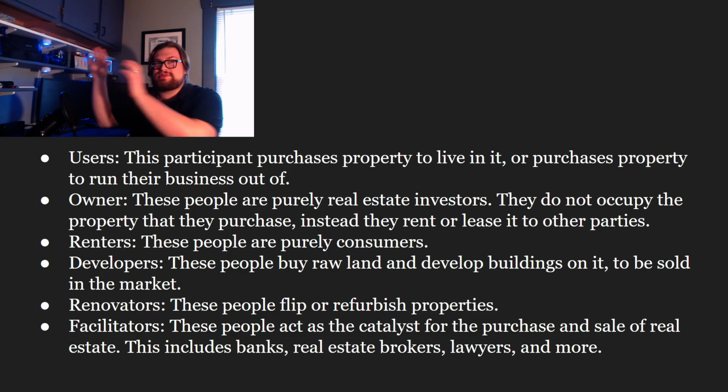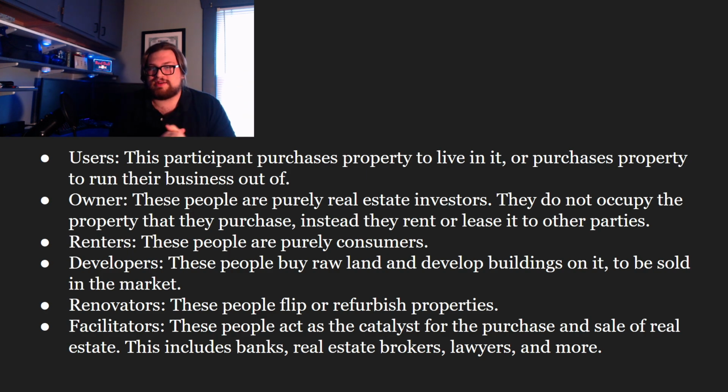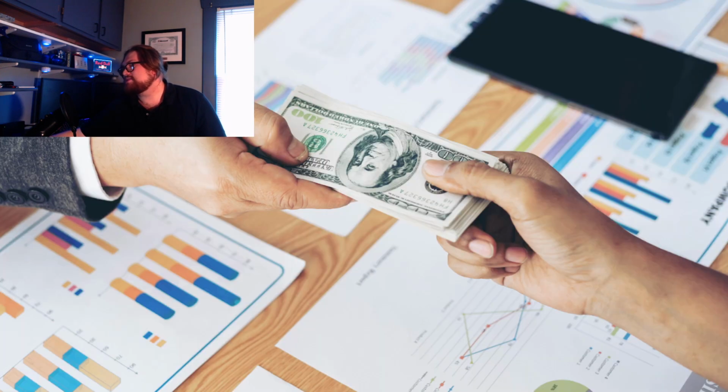Now, if you didn't notice already when we're looking at these sets of participants, they actually each make up one side of the supply and demand. So, for example, users, owners, and renters form the demand side of the market, while owners, developers, and renovators form the supply side. Owners are on both sides because their choices directly can affect both supply and demand. Hopefully that makes sense.